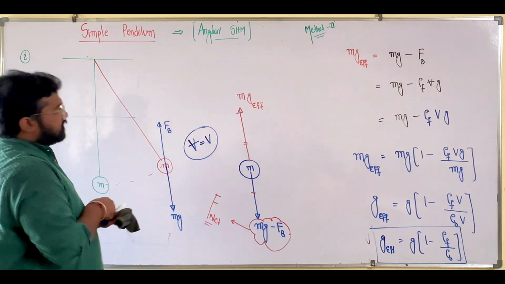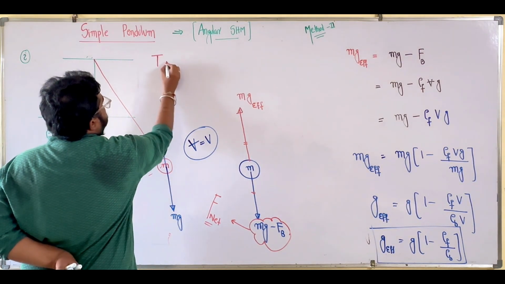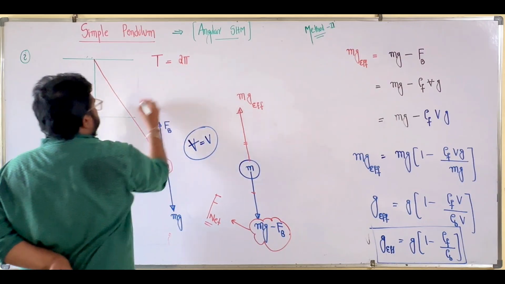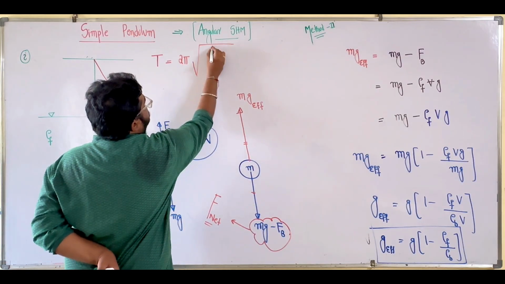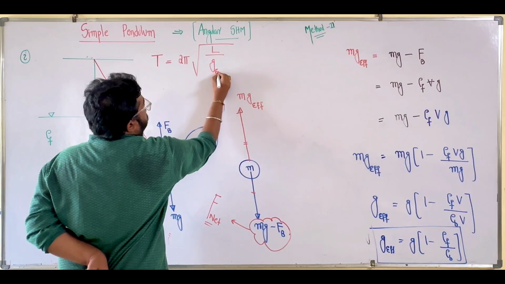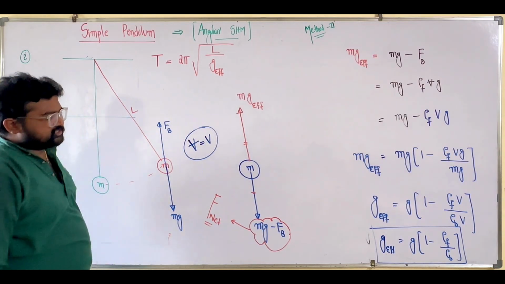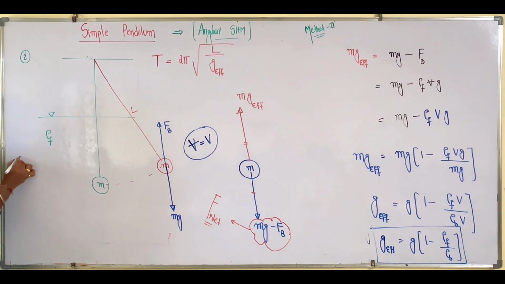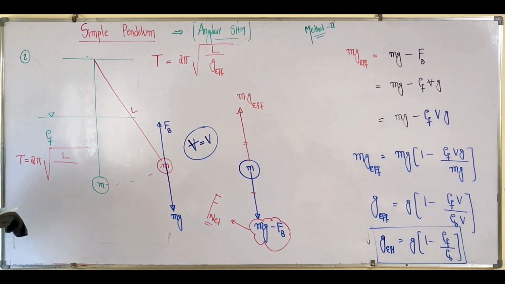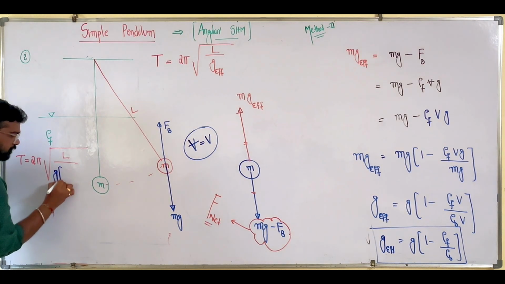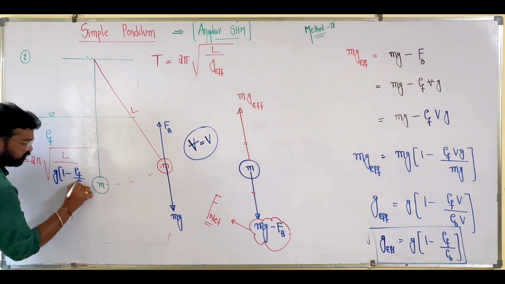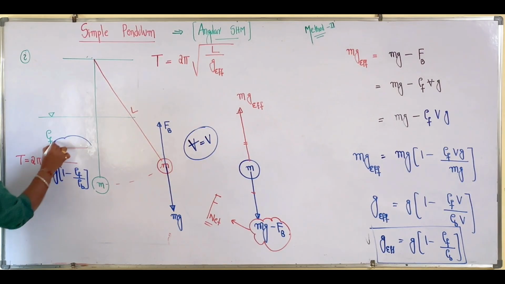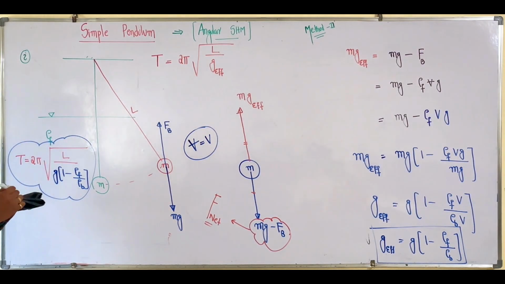What is the time period of oscillation? 2 pi square root of L by G effective. What is G effective here? T equals, you can write the time period of oscillation in this particular case, 2 pi square root of L by G effective, which is G into 1 minus density of the fluid by density of the body. Okay, now this is method 2.